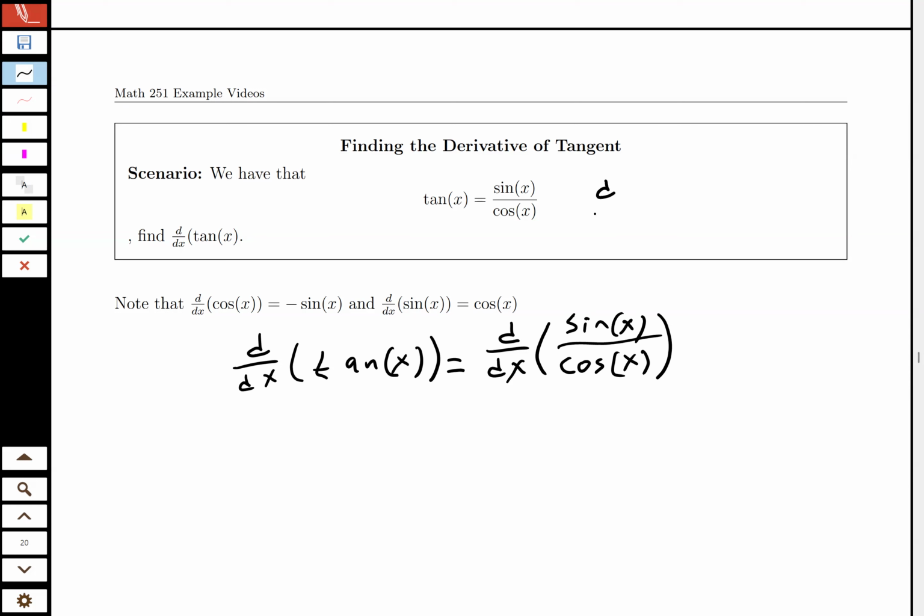As a reminder, if you are looking at the derivative of f over g, it's the derivative of f times g minus f times the derivative of g, all over g squared. So in this case, since this is a quotient, I'm going to use this quotient rule.